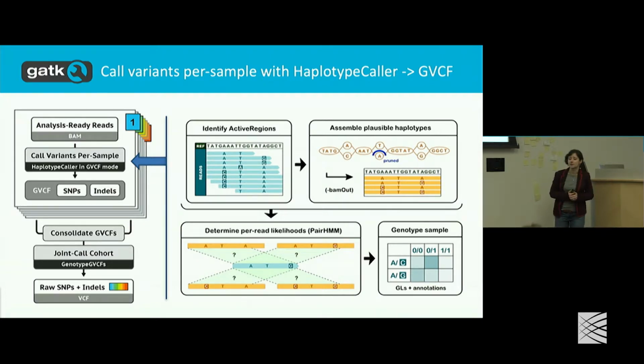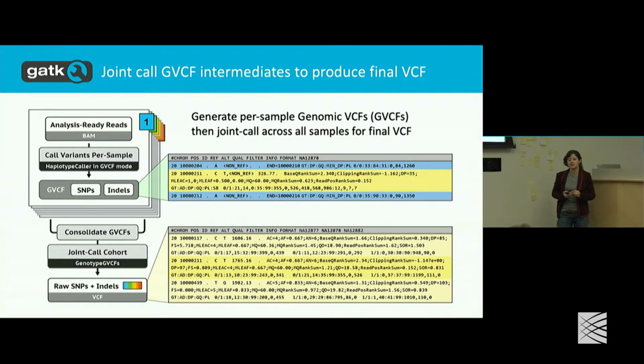Right, so starting with our recalibrated, aligned, analysis-ready reads, we're going to start by going through all those HaplotypeCaller steps. And in the current best practices paradigm of GVCF output for HaplotypeCaller, each sample is going to get its own GVCF, or genomic VCF. We call it a genomic VCF because it gives information about every position in the genome, whether there's a variant there or not. And so in this example, the blue lines are going to give just reference information.